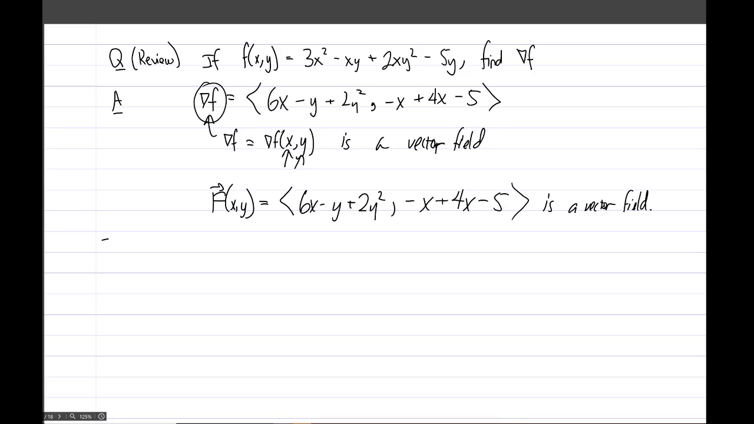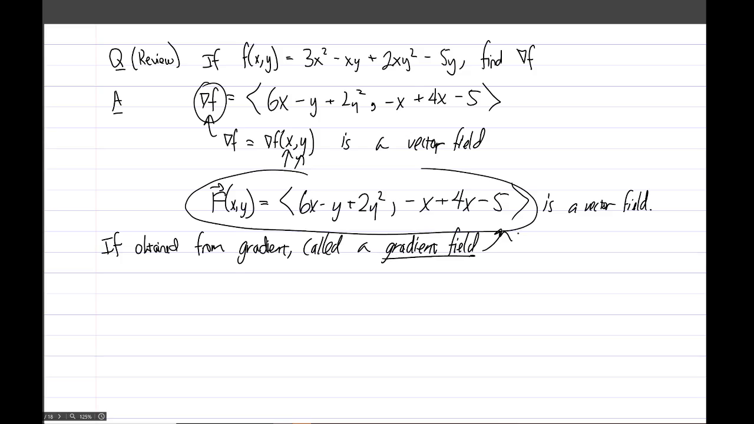Okay. Now here's the thing: if a vector field is obtained from computing the gradient, then this is called a gradient field. So we have right here an example of something that is technically a gradient field.